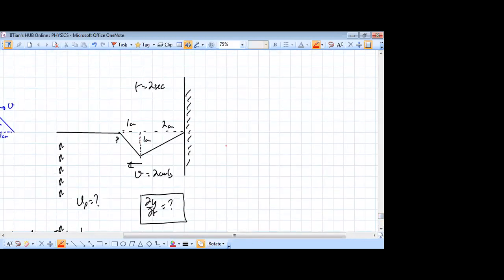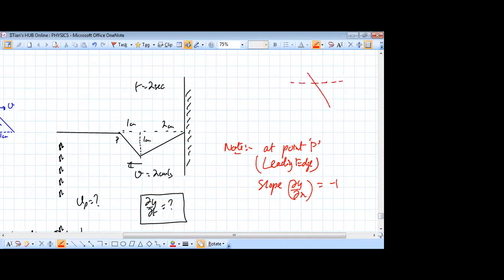So if you see at this point, at point P, which is the leading edge, the slope of the graph, that is del y by del x, is equal to how much? -1, because this is a straight line of 1 by 1. This is the slope. So this angle is 45 degrees at that point. So you can see the slope is -1.